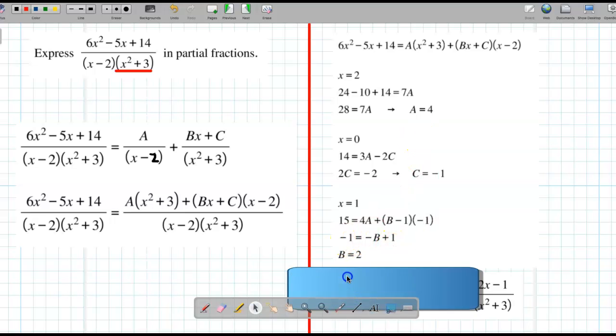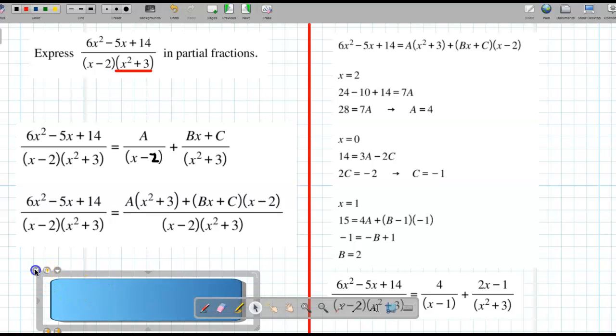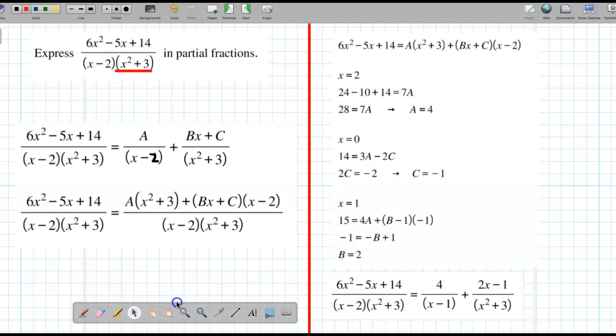Now it's just a matter of writing that out into our fractions. And this is exactly what we had at the start. So a is 4, and we've got the 2x minus 1. And little typo there when I've typed it out. This should have been a 2.